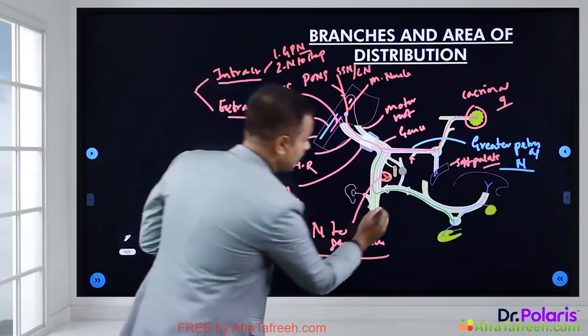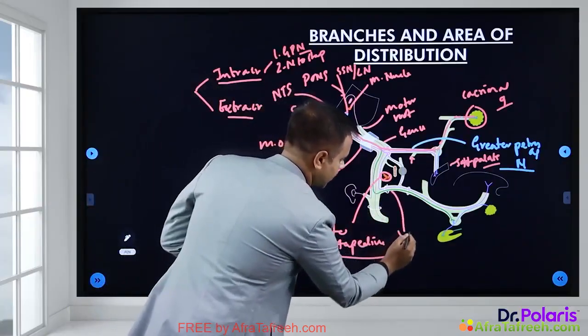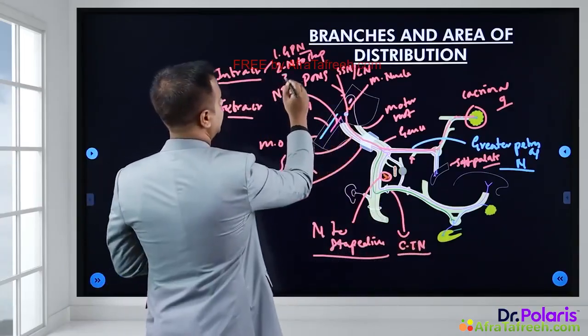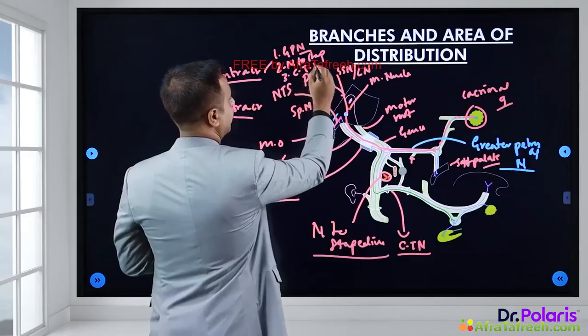Then we have one more important branch, and this branch is known as the chorda tympani. Right? So the third intracranial branch is chorda tympani nerve.